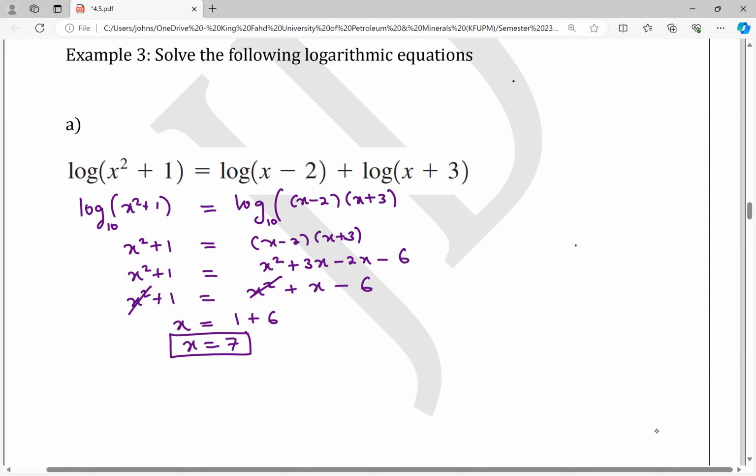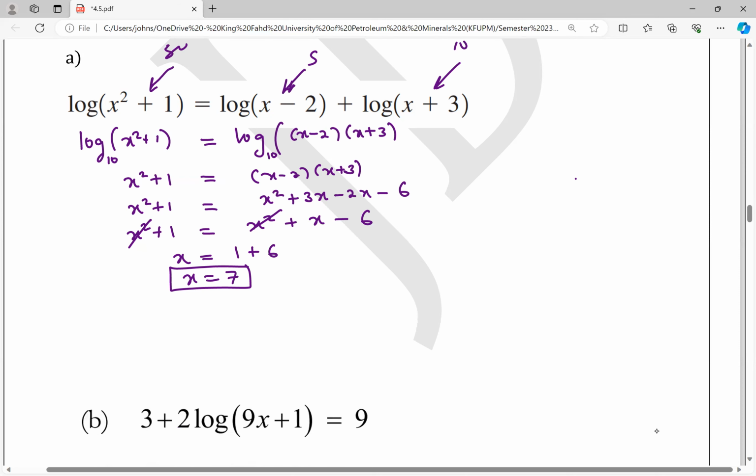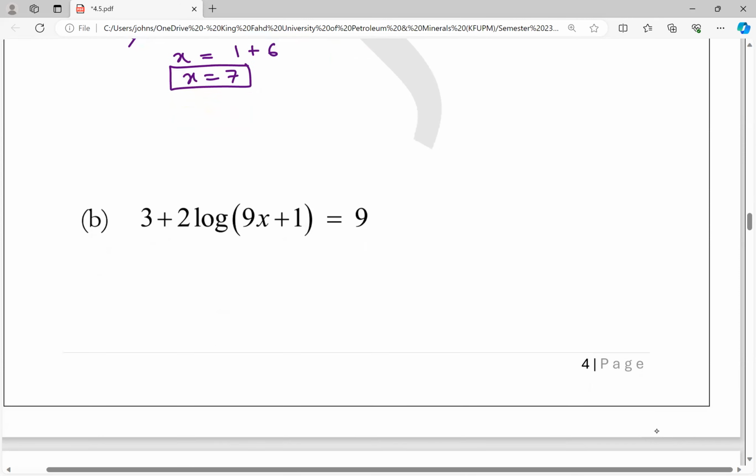And now we can always check, because if you substitute 7 here, 7 squared plus 1 is positive. So it's fine. If we substitute 7 here, 7 minus 2 is going to be 5. This will be 50. And if you substitute 7 here, you have 10. So you can see all the arguments are positive. So the solution is just 1.